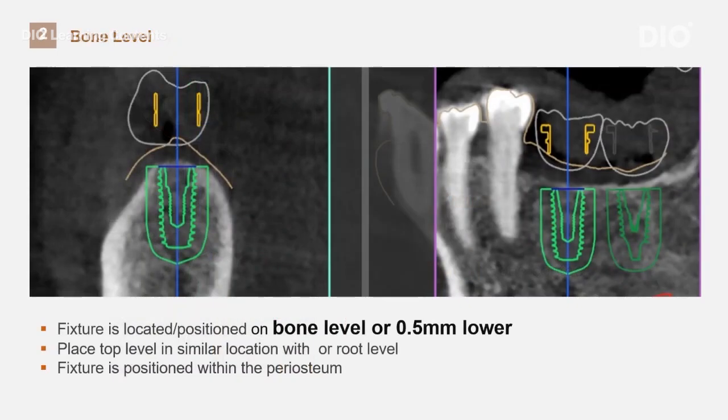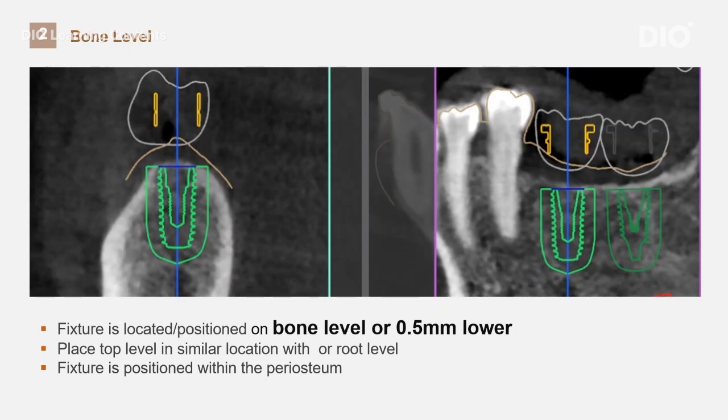Generally, the fixture is planned so that it is positioned at the bone level, or 0.5 mm lower. If it is situated too deep by any chance, the bone might get in the way of the abutment later on while connecting the prosthesis. Therefore, the top level should be set at a similar position compared to the neighboring tooth or dental root level.